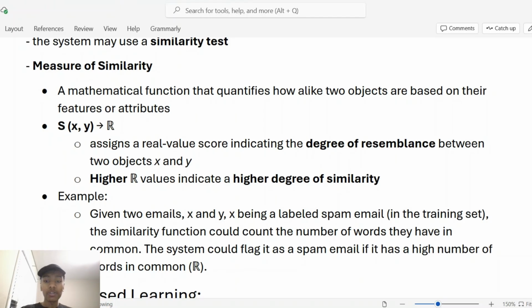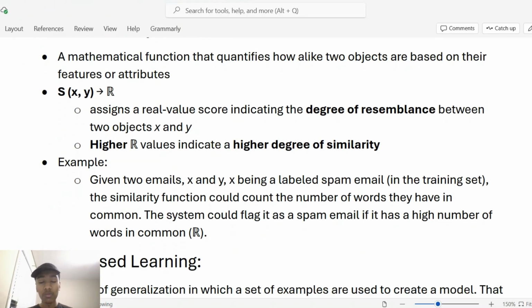And so we see an example here. We talked about spam emails when we were talking about supervised learning. We talked about how we can label those emails as being spam or non-spam, and we could use labeled data. But let's go back to that idea. In the example here, given two emails, X and Y, X is a labeled spam email in the training set. So this is supervised learning, right? X is an example of something that's been labeled as a spam email, and we already include that in our training set.